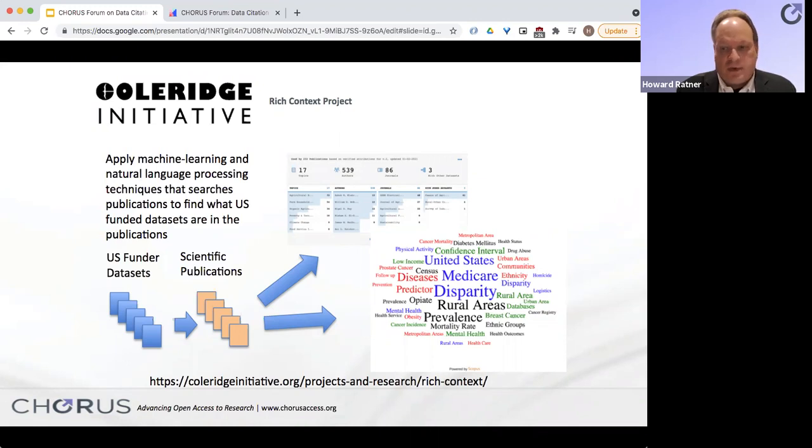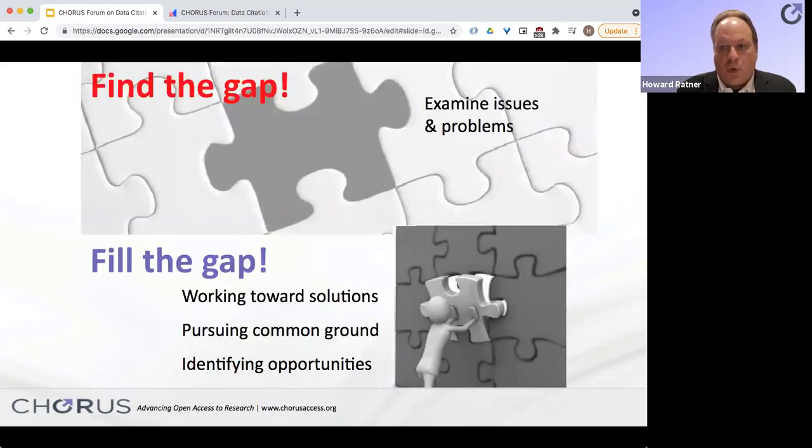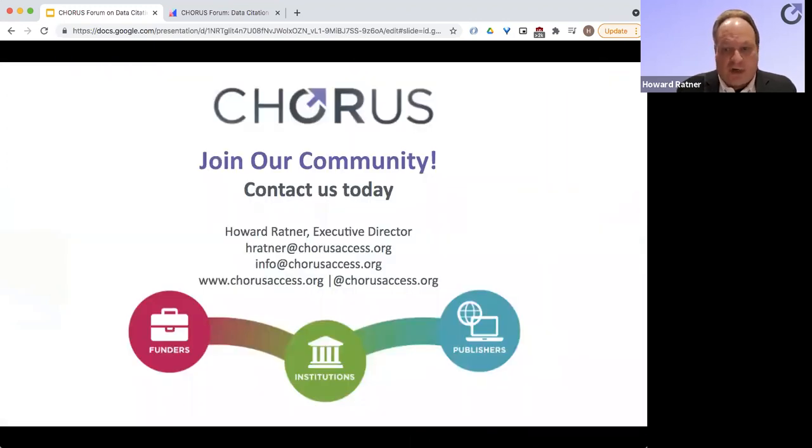So how was this done? Well, it was done using a Kaggle contest, which was held earlier this year, and there were over 1,000 expert teams competing to develop the best algorithms and workflows for these problems. A summit was just held last week, and numerous pilots have already started to take this work forward. So Chorus is dedicated to finding the gaps between our stakeholders in open research workflows by examining issues and problems, and then trying to fill those gaps by working towards solutions, pursuing common ground, and identifying opportunities. Why don't you come join our community so we can help you? Thank you.